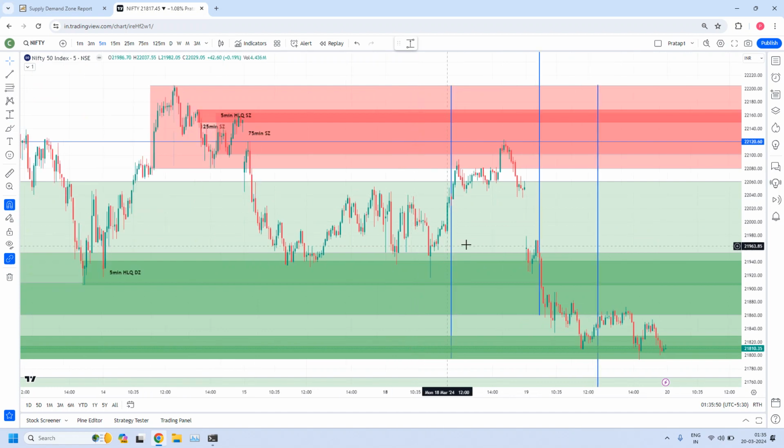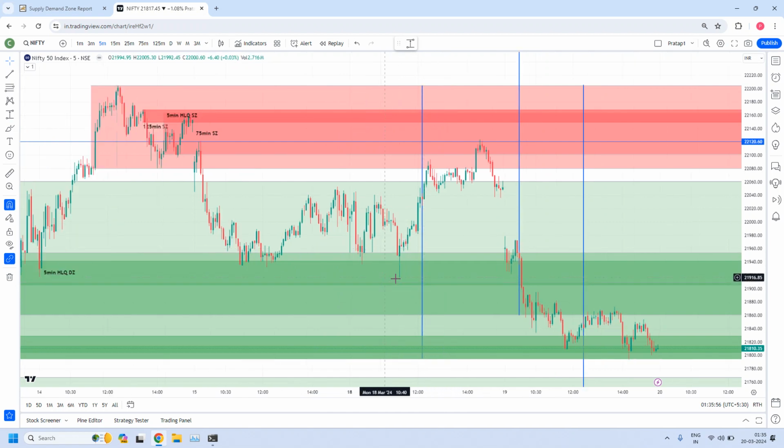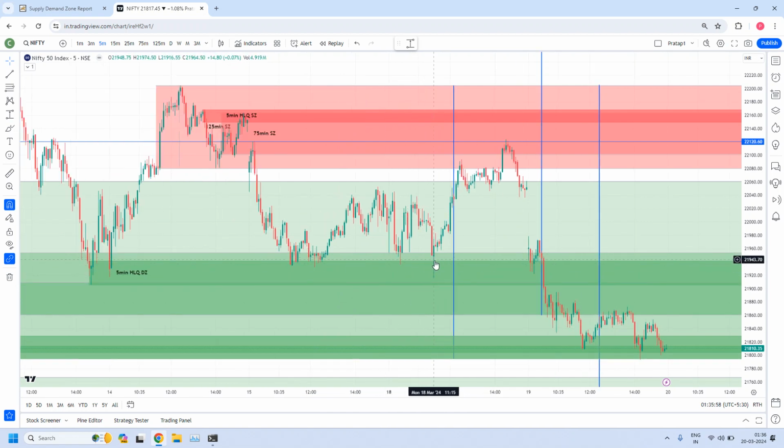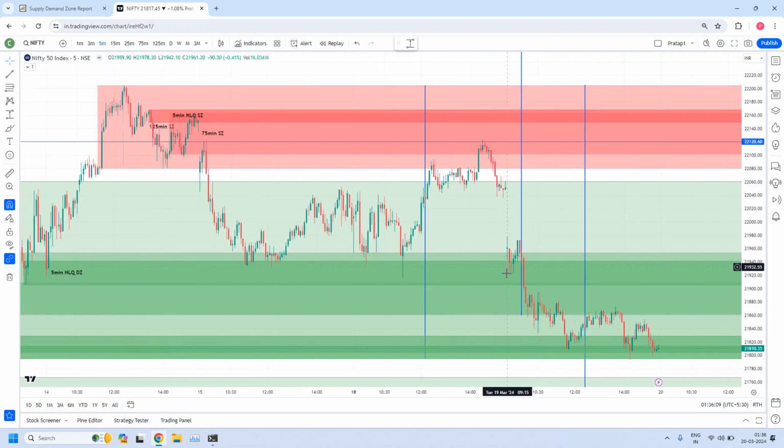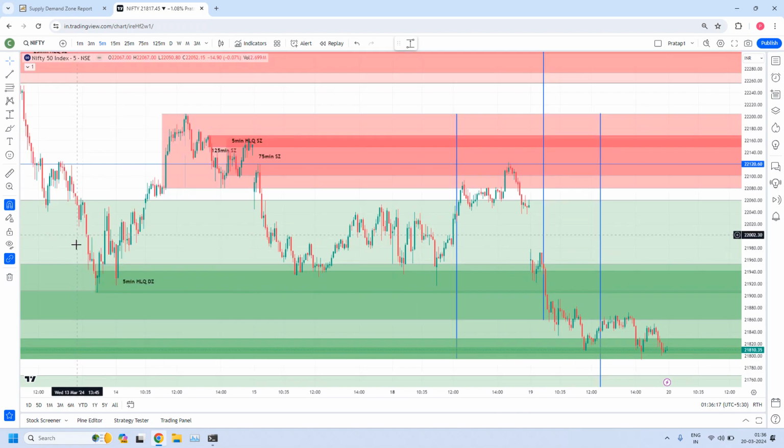After that the prices entered into the next 5 minute high liquidity demand zone, but we are not positive about this zone. The reason is prices already went deep inside. That's why we already discussed there are low chances of getting a successful trade in this particular zone. Today prices came, and for a few points it gave a support, but ultimately the supply is very strong. Even this 5 minutes high liquidity zone is violated.